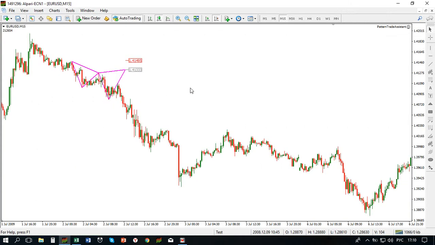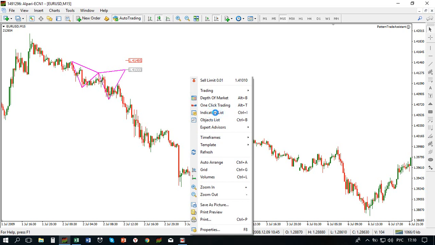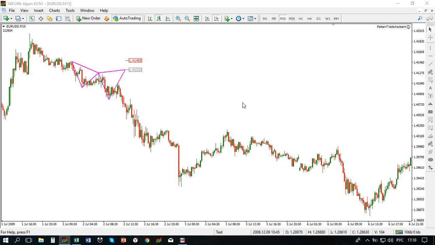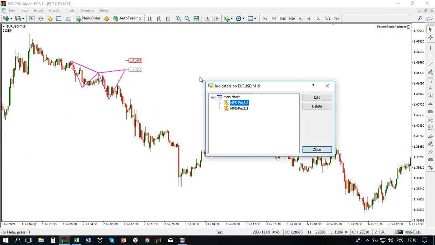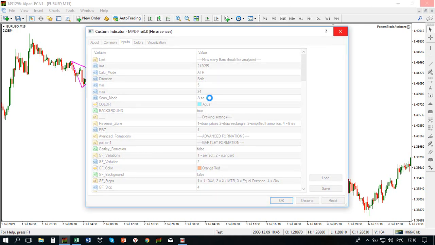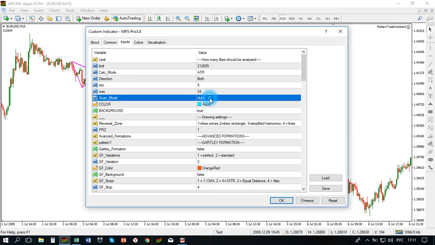103 trades. Let me switch this to manual. Switch this to manual. And then I will show you something about this Cypher. Okay, manual, stop, drawing patterns.